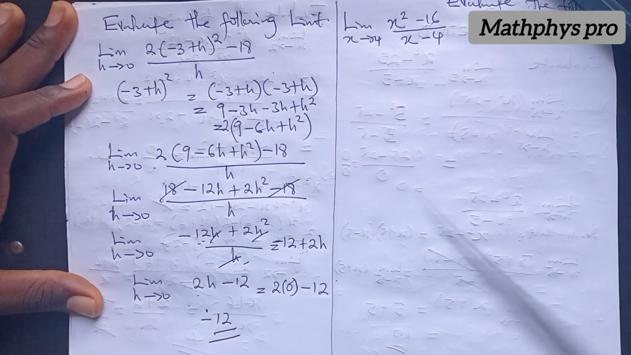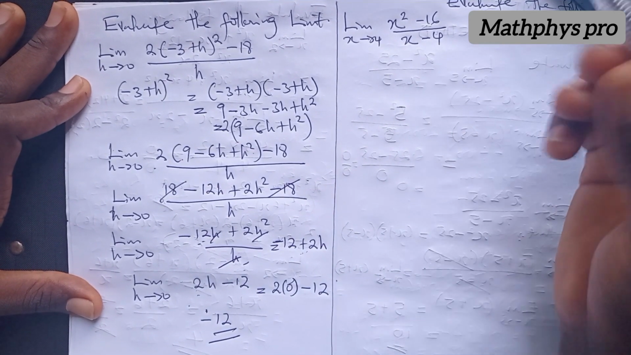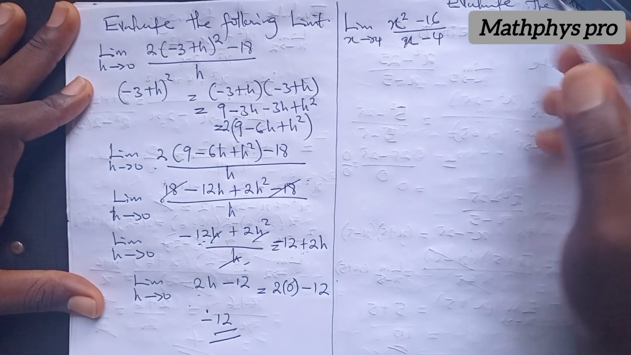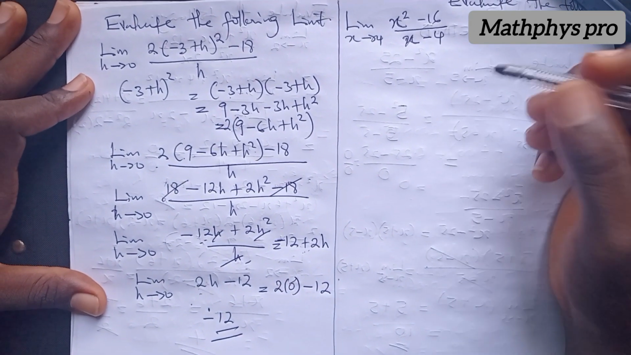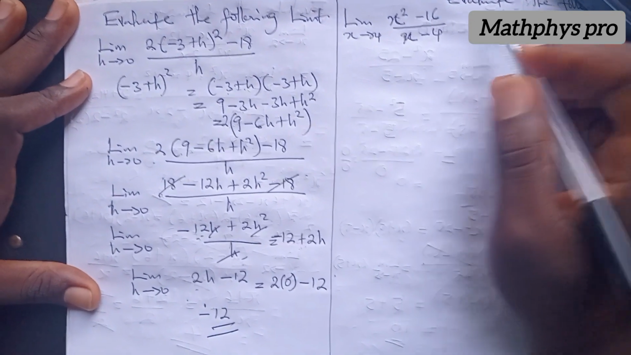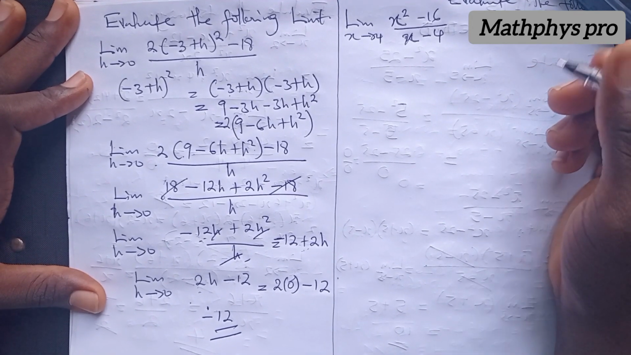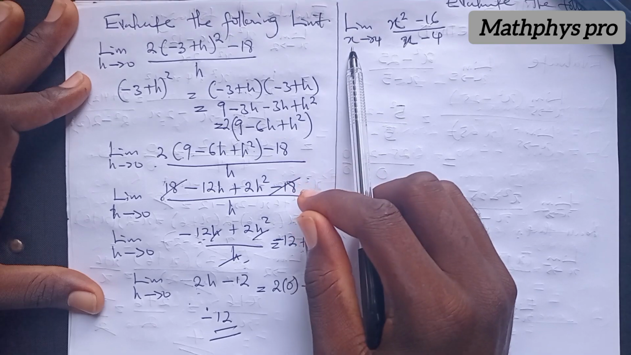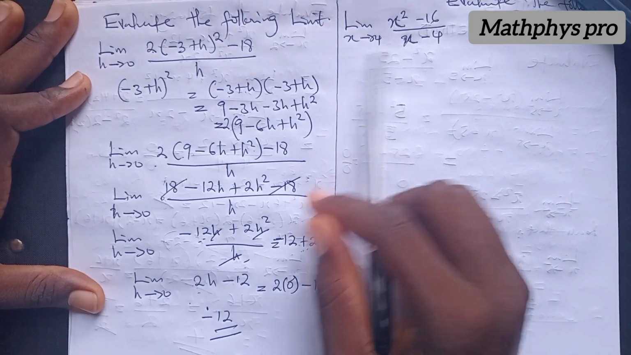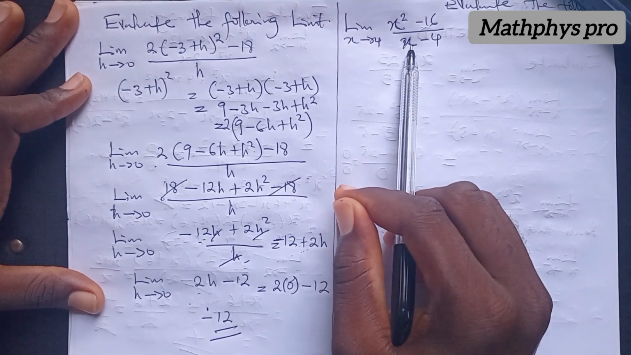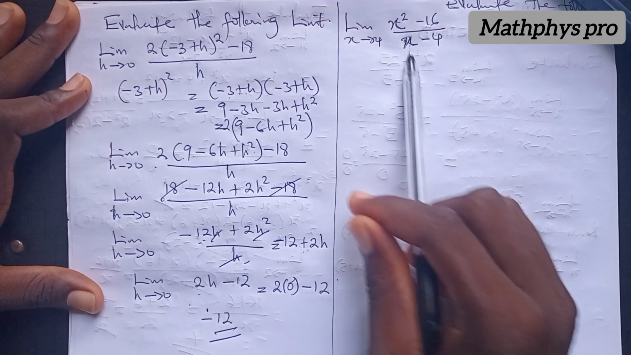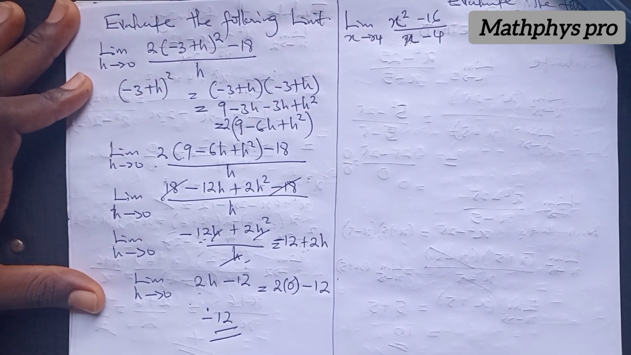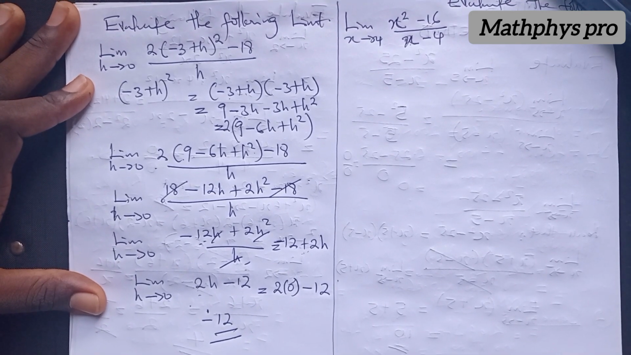Evaluate the following limit. So now let's attempt this other question that says the limit when x approaches 4 of x square minus 16 over x minus 4. So using direct substitution method, if you put x equal to 4, wherever you see x, you put 4 here. Automatically, once this numerator becomes 0, everything here will become 0. It will be indeterminate.